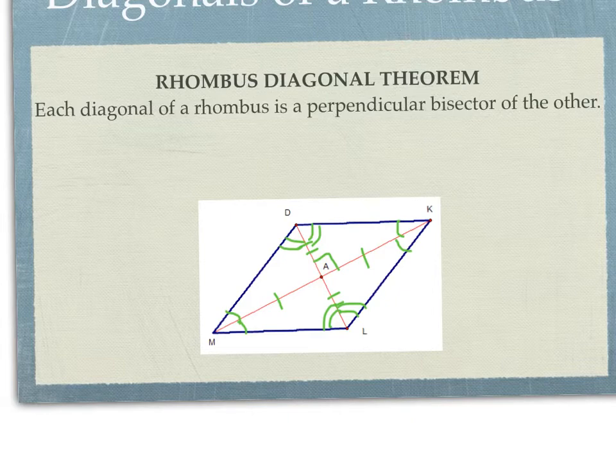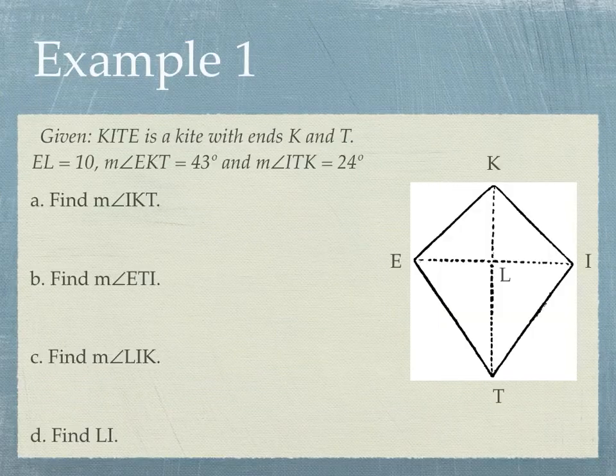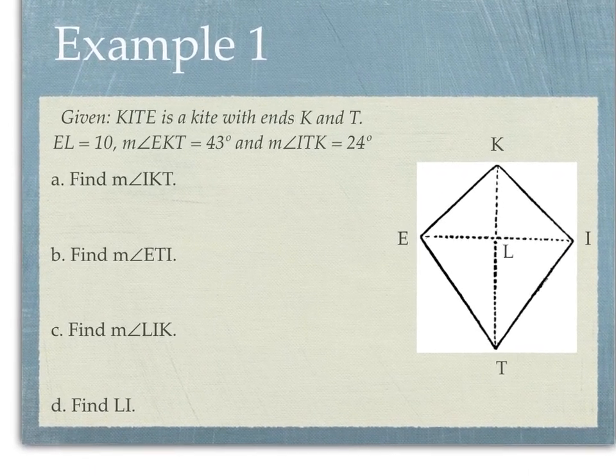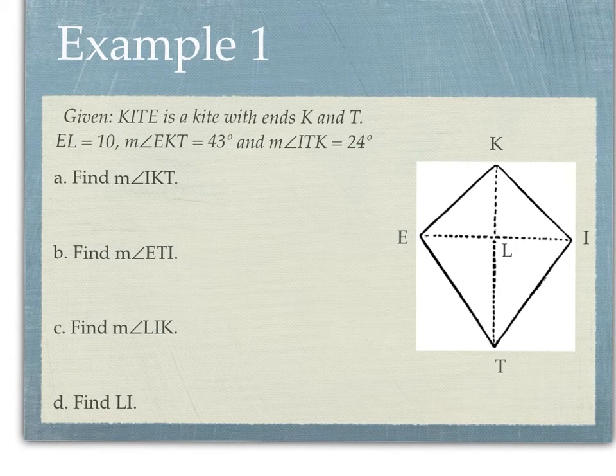Do you have all those markings? Okay, so here's an example, and this is similar to stuff you'll see on your homework. It says given KITE is a kite, with ends K and T. So that's what tells you that this is your line of symmetry right here, because it goes between the ends. And that tells you that these sides would have to be congruent and these ones would have to be congruent. As soon as it starts rattling off all this information, I'm going to start writing it on my diagram.